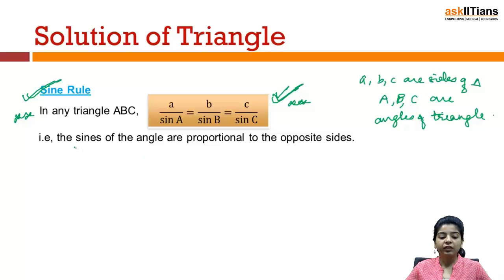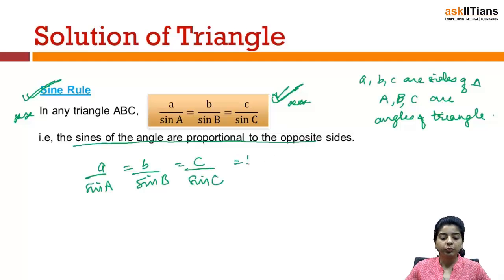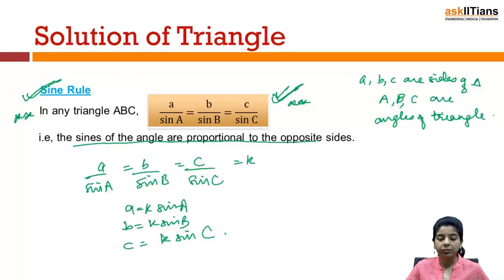So it basically means that the sides of a triangle are proportional to the sines of the opposite angles. You can just remember it like this: a by sine A is b by sine B is c by sine C. And if I assume it to be k, I can write a equal to k sine A, b equal to k sine B and c equal to k sine C. Or you can also use it the other way around, that is, sine A by a is equal to sine B by b is equal to sine C by c. We shall also discuss some questions based on application of the sine rule.